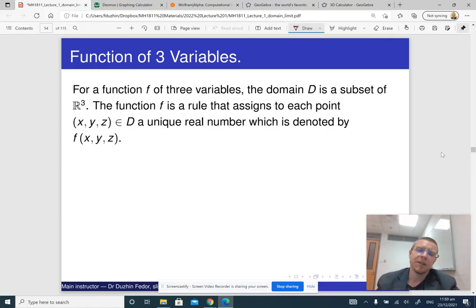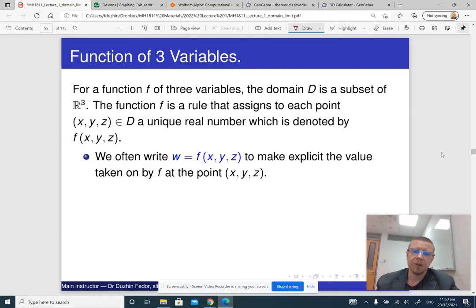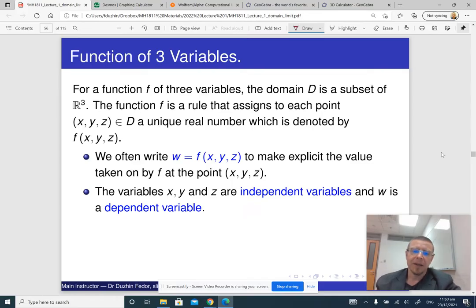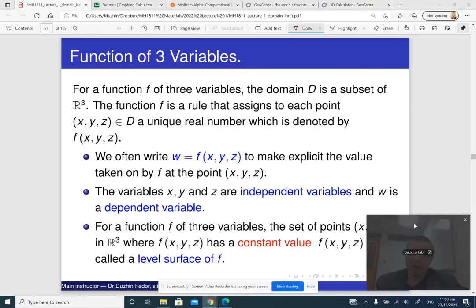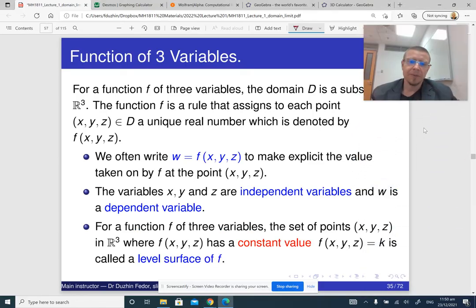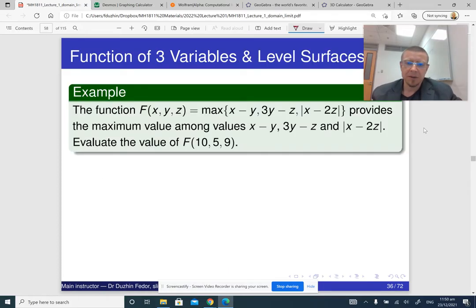It's just that the difference is that now the input is a triple of real numbers rather than a couple of real numbers, right? And then we have f of x, y, z. Maybe we can write w equals f of x, y, z. Then x, y, and z are independent variables, and w is a dependent variable. And so on and so forth, right? So everything is very, very similar.